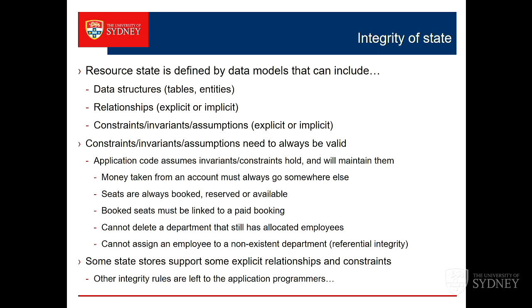And it has to have transitions between those states defined. They can't go missing. A booked seat on a plane must be linked to a paid booking, and that paid booking must have a customer, etc. That series of relationships must always hold. I can't delete a department that has employees in it. I can't assign an employee to a department that doesn't exist. There's referential integrity constraints there. So some of my state stores will support some degree of those, which I may or may not implement.